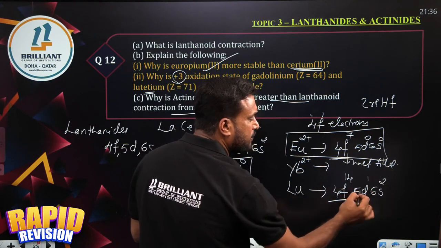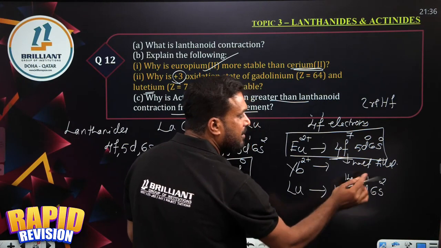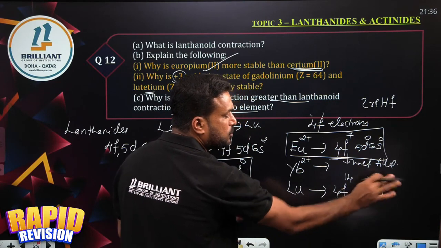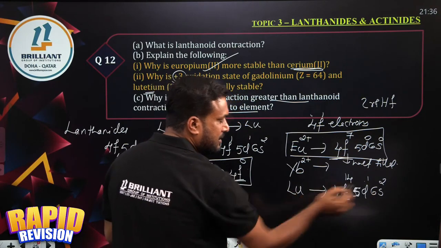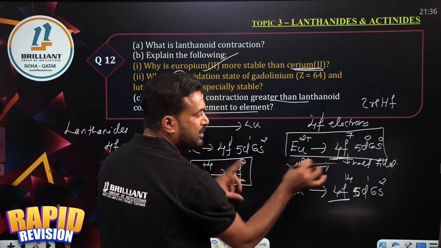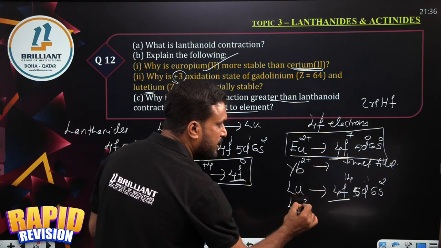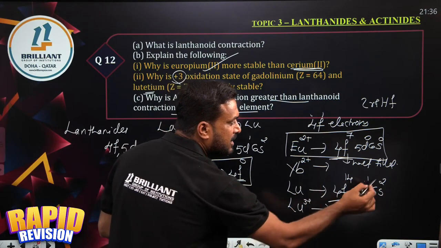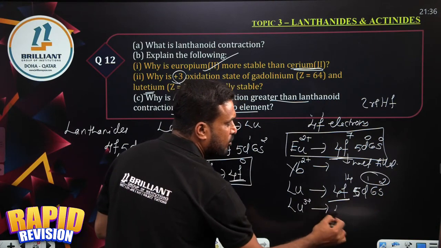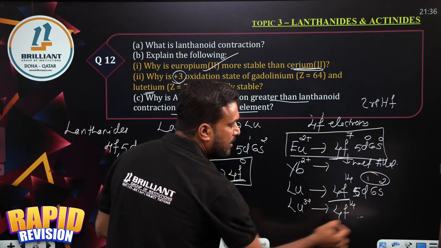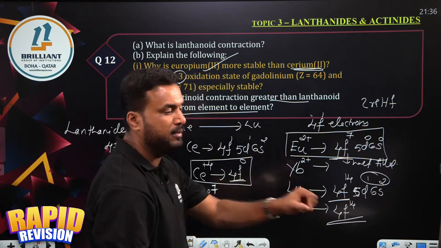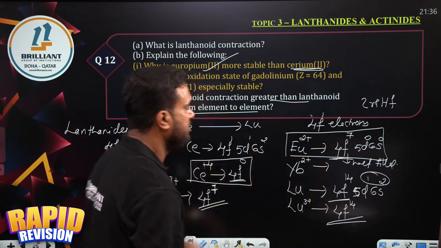This is the general electronic configuration of transition element. D will be 0 or 1. S will be 2. So this is the general complete electronic configuration of lutetium. You can check the periodic table. You have to remember this. What about lutetium 3 plus? 3 plus means these 3 electrons will be removed. Then what will I get? 4f14. 4f14 is what? Completely filled f. Completely filled f is stable.